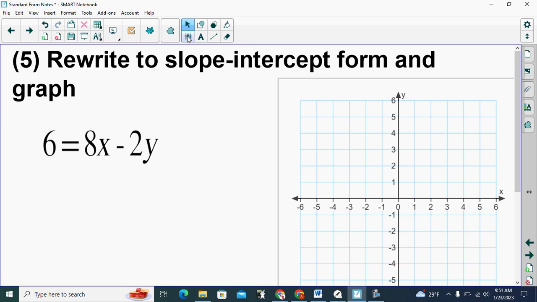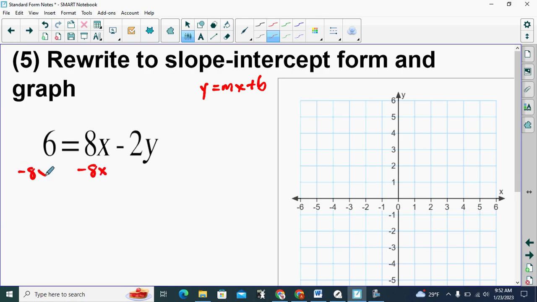So remember, slope-intercept form says y equals mx plus b. So this is the same thing. I need to solve for y. I need to get y by itself. So the first thing we need to do to get y by itself is move the x over. We're going to subtract 8x from both sides. Minus 8x on both sides. These cancel. My minus 2y comes down.